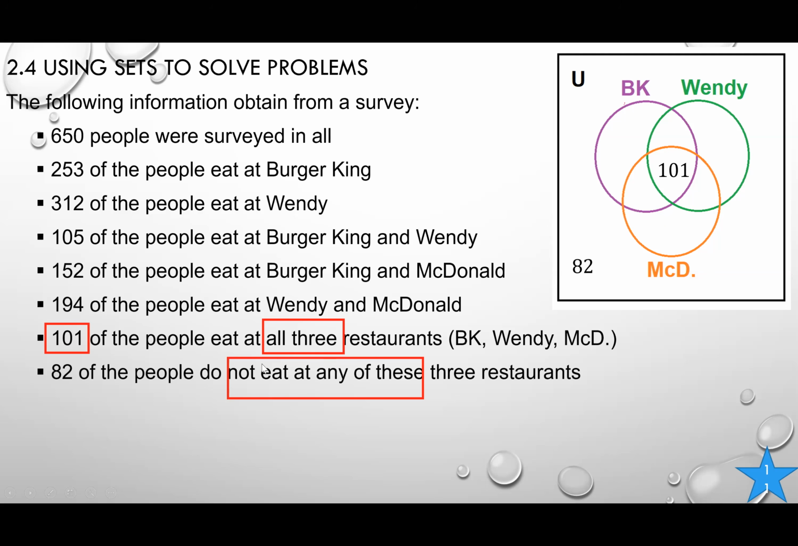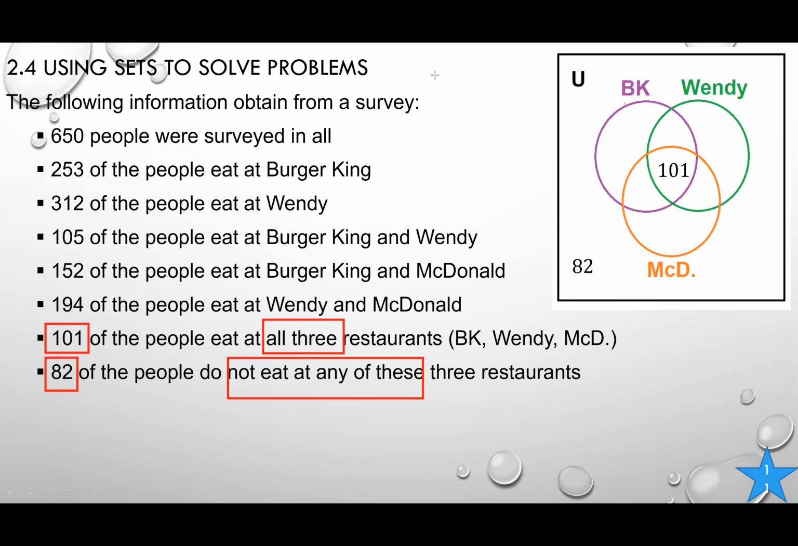So that's the one thing you want to look for first: do they give us the all and the none? If they give us the all, it goes in the middle, overlapping all 3. If they give us the none, then it's on the outside of all 3. So those are the 2 easy ones to look at.